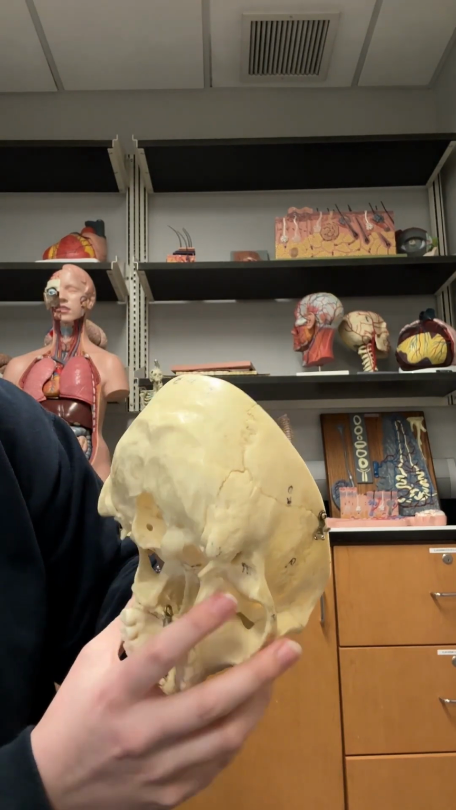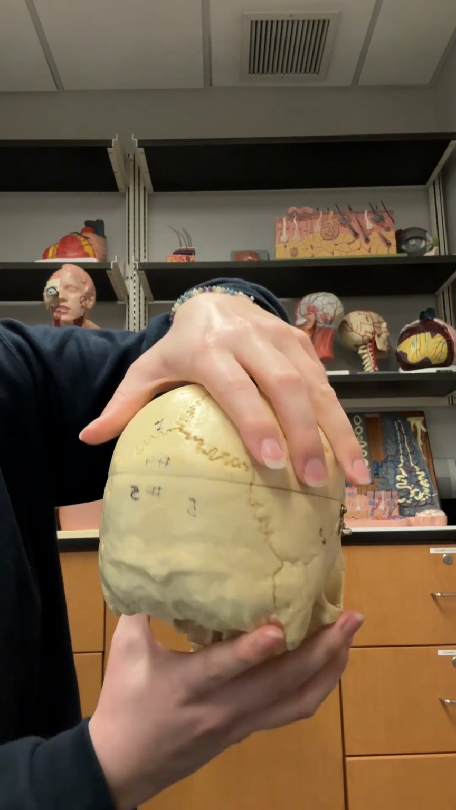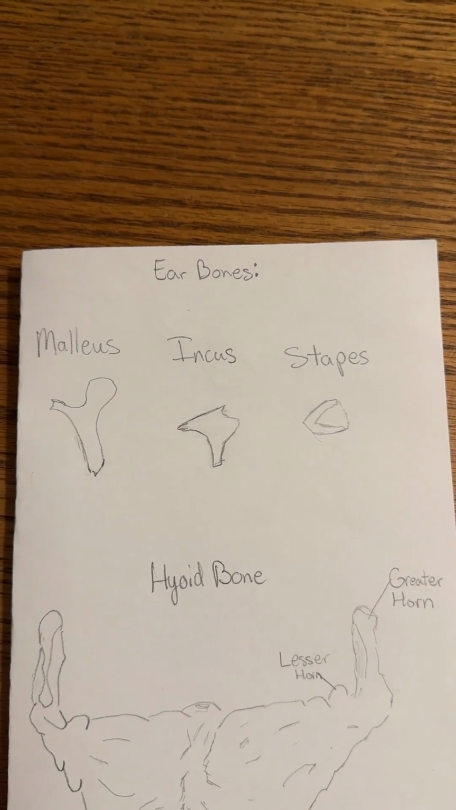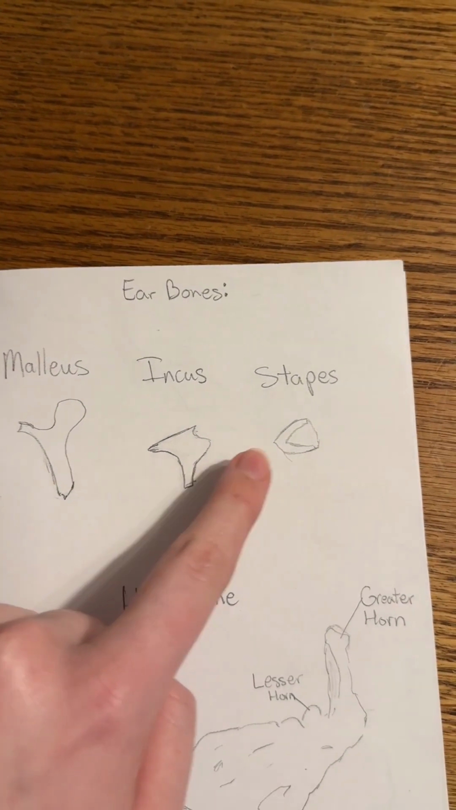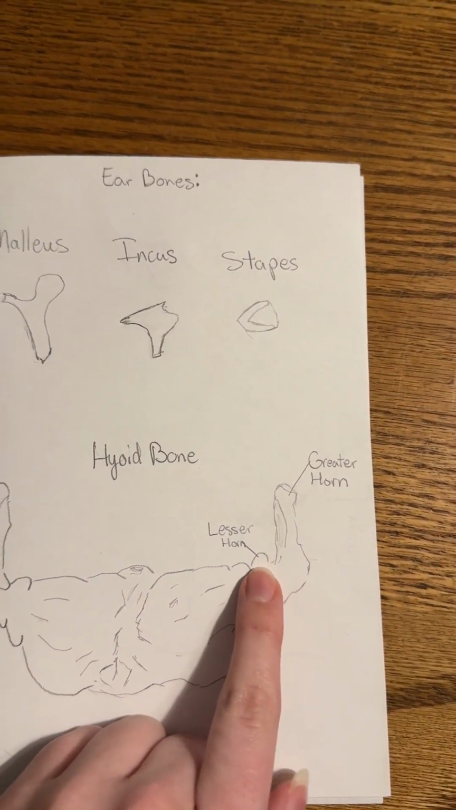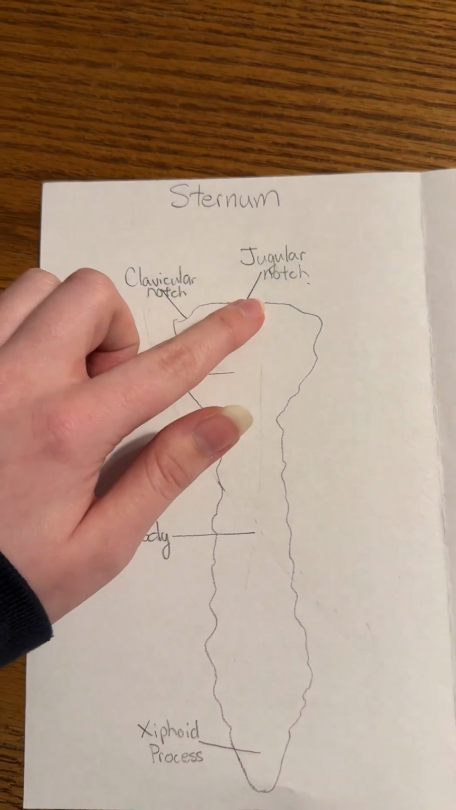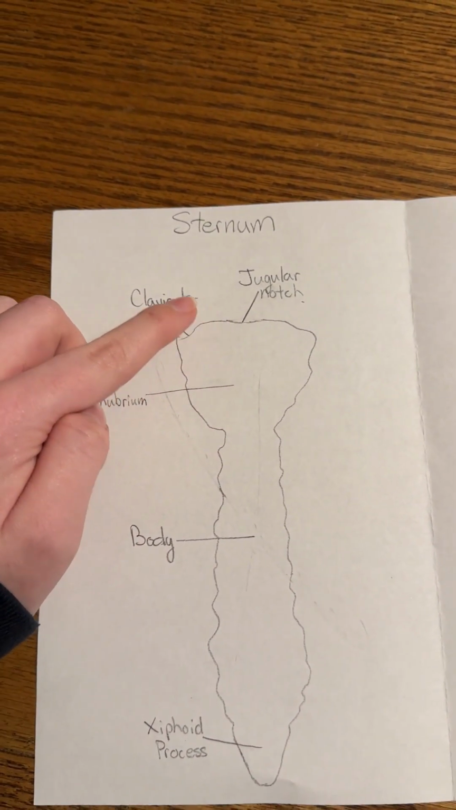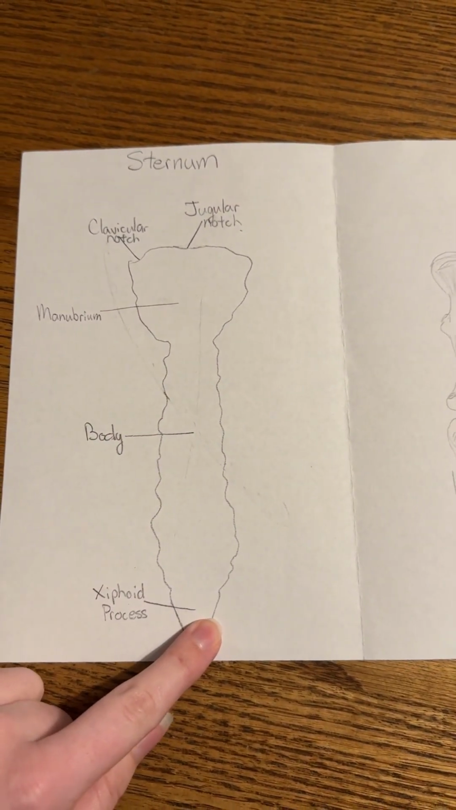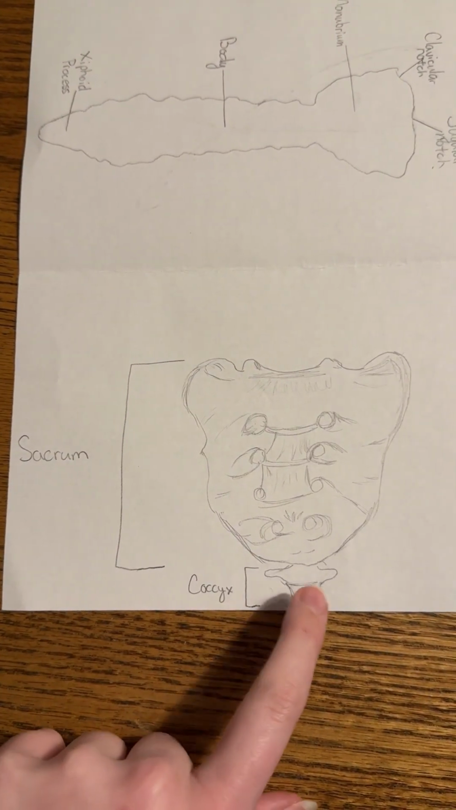and the sutural bone here. Here are the three ear bones, the malleus, incus, and stapes, and the hyoid bone with the greater and lesser horn, and the sternum with the jugular notch, the clavicular notch, the manubrium, the body, and the xiphoid process, and the sacrum, and the coccyx.